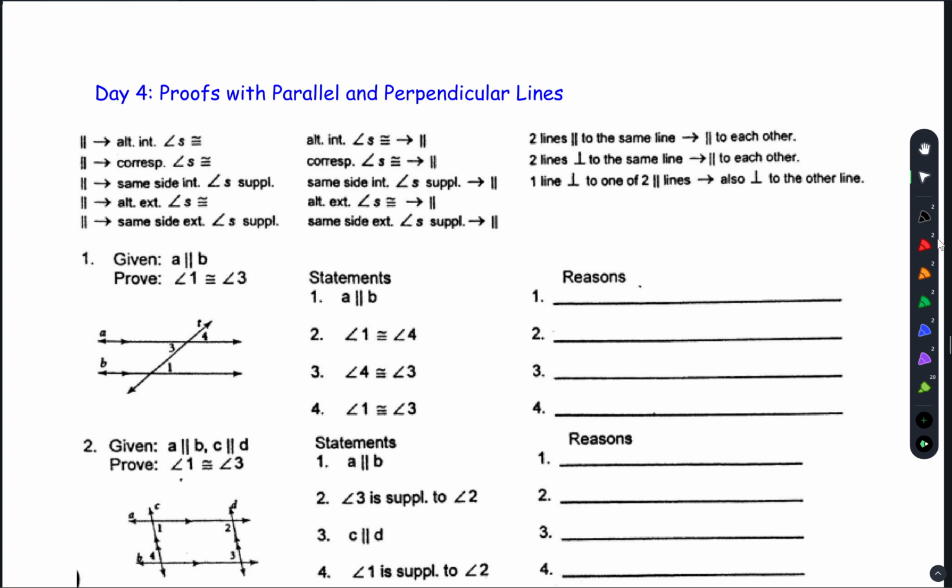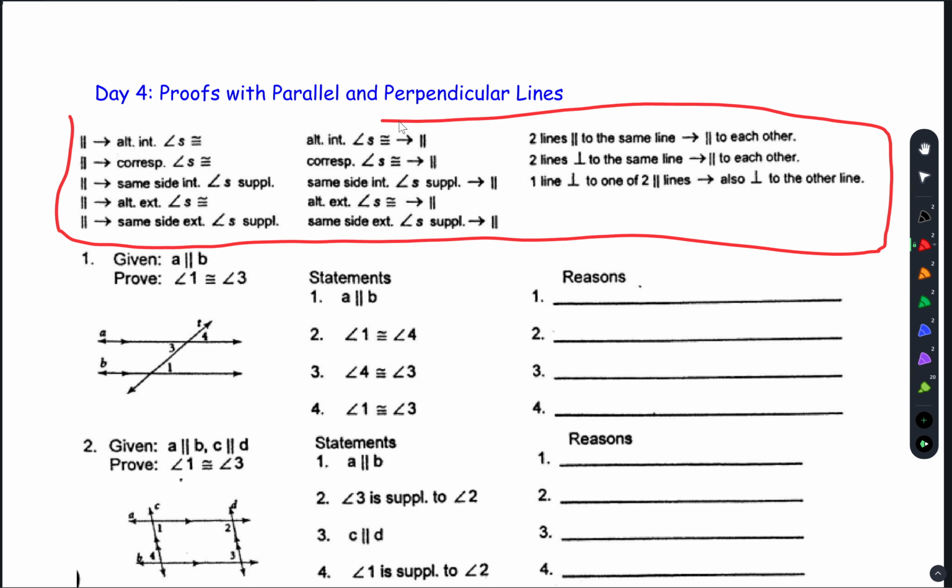So these are all of the new proof reasons that we learned in this unit. They're all going to be fair game. All of the proof reasons that we learned in Unit 2 are also fair game for these proofs. We need all of them together in order to prove these things about parallel and perpendicular lines.